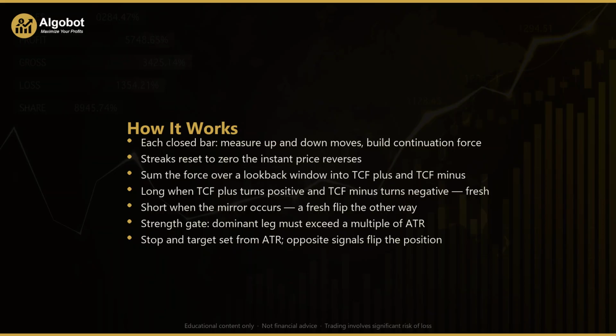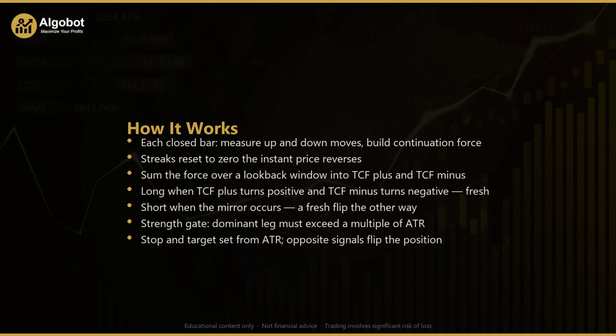Now the entry. The strategy detects the emergence of a continuation regime, meaning a fresh transition rather than an ongoing state. For a long, the just closed bar must show TCF+ above zero and TCF- below zero at the same time, while the previous bar did not satisfy both. That means up continuation has just switched on. For a short, the mirror must occur, with TCF- above zero and TCF+ below zero on a bar where that was not previously true.